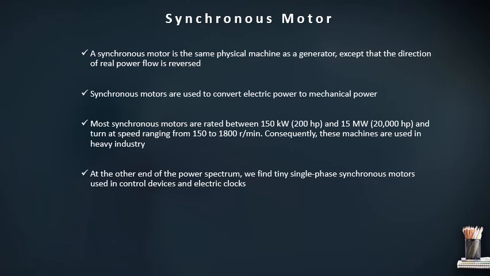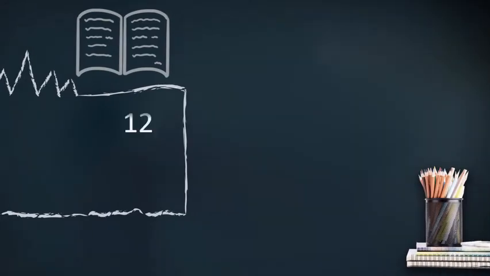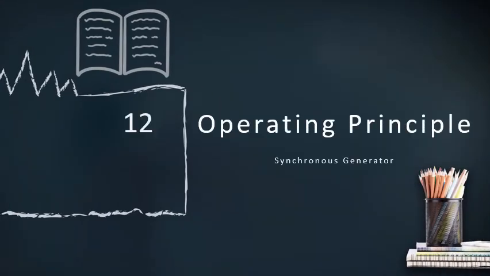Consequently, these machines are used in heavy industry. At the other end of the power spectrum, we find tiny single-phase synchronous motors used in control devices and electrical clocks. Next is the operating principle of the synchronous motor.